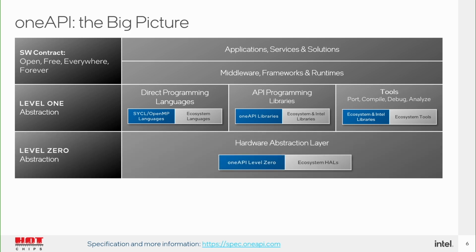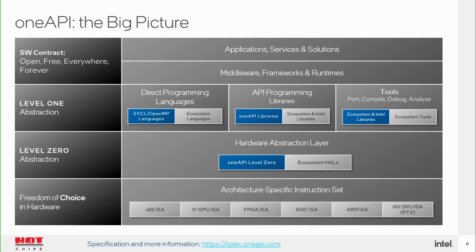Below level 1, we provide a level 0 abstraction, which really serves as a layer connecting level 1 and the target hardware. The hardware can be x86 ISA or ARM ISA, or Xe GPU or other vendors' GPU ISA. And this also expands to FPGA or ASICs.